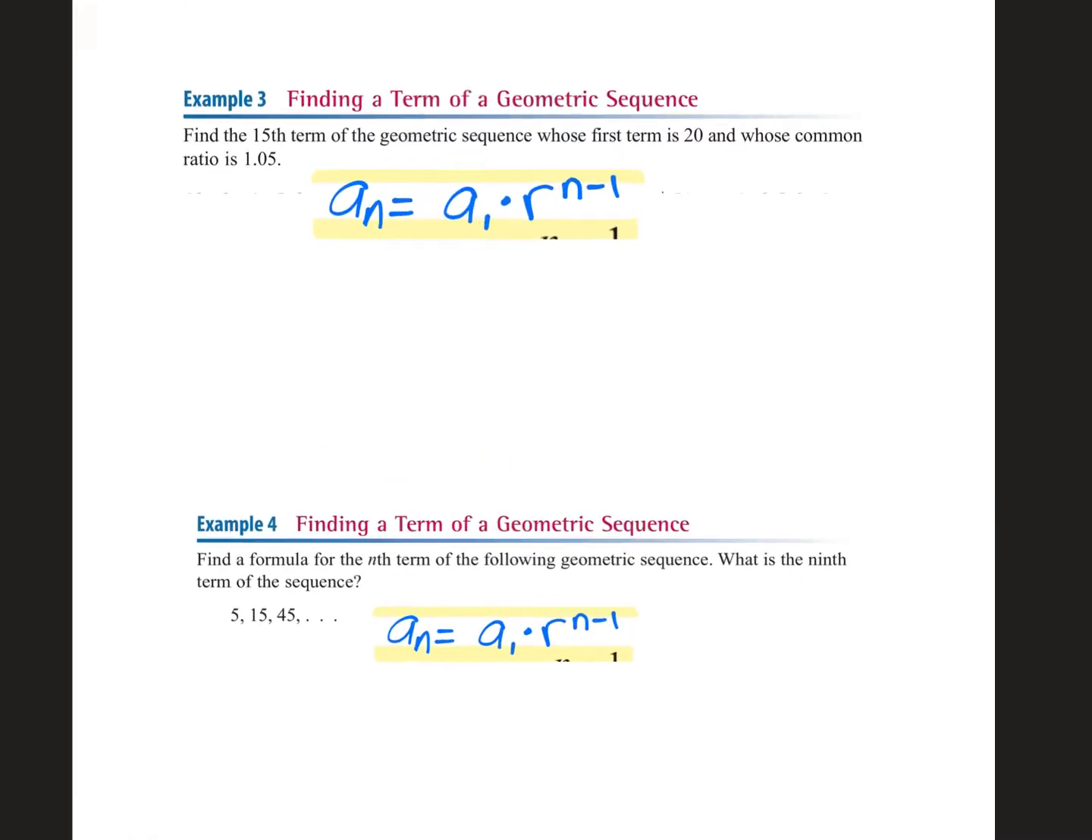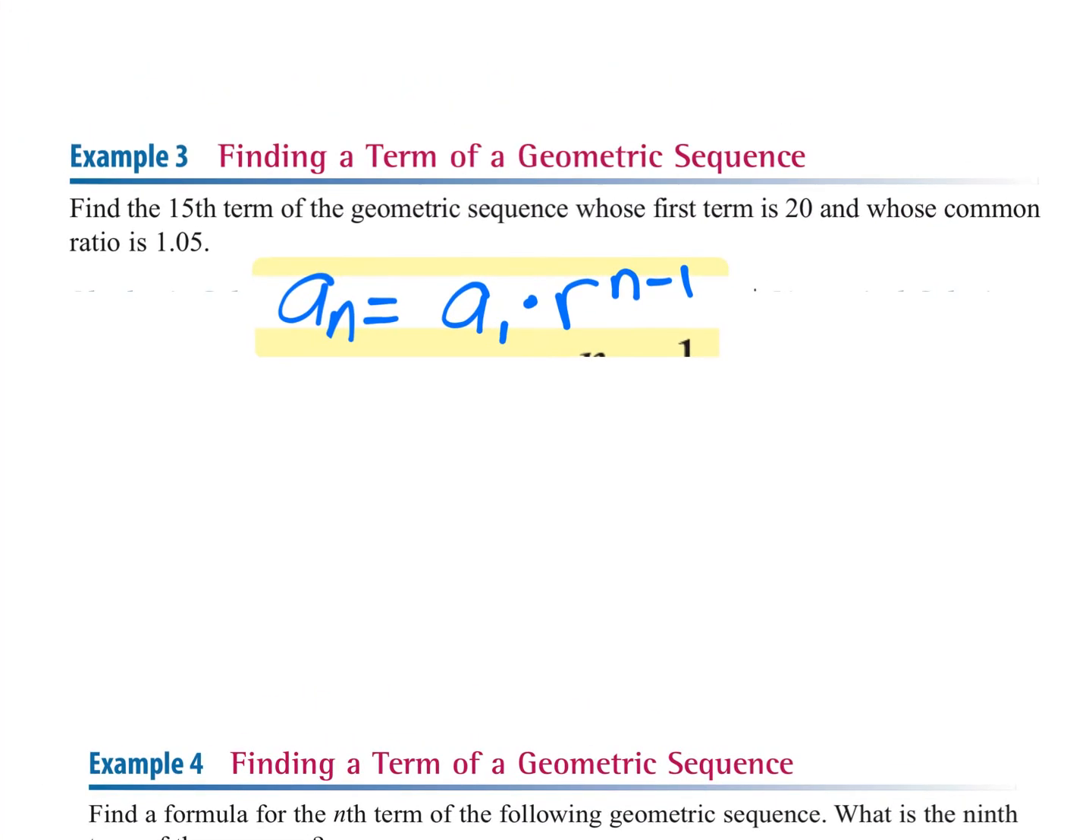Example 3 says find the 15th term of the geometric sequence whose first term is 20 and whose common ratio is 1.05. So our first term is 20, so this is a sub 1, and our common ratio is 1.05, so this is r, and we have to find the 15th term. So we just want to plug everything in. We're looking for a sub 15. A sub 1 is 20 times r, which is 1.05.